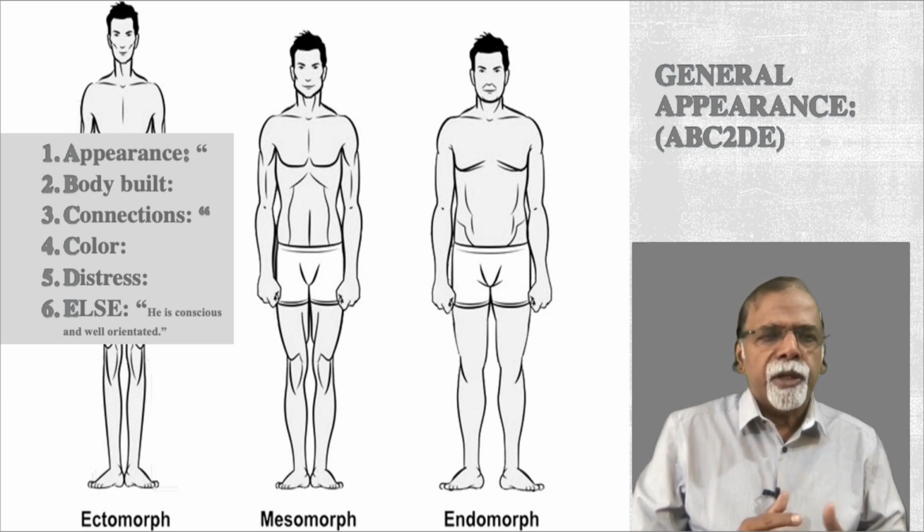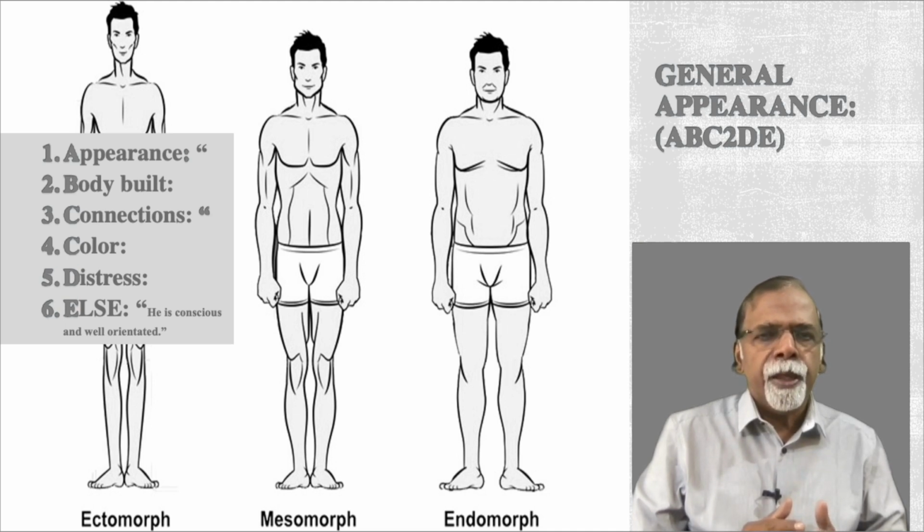And you can write down like this: the patient looks comfortable and there is no evidence of respiratory distress in the form of accessory muscles or respiration working. So next, you should tell about whether the patient is conscious and oriented.